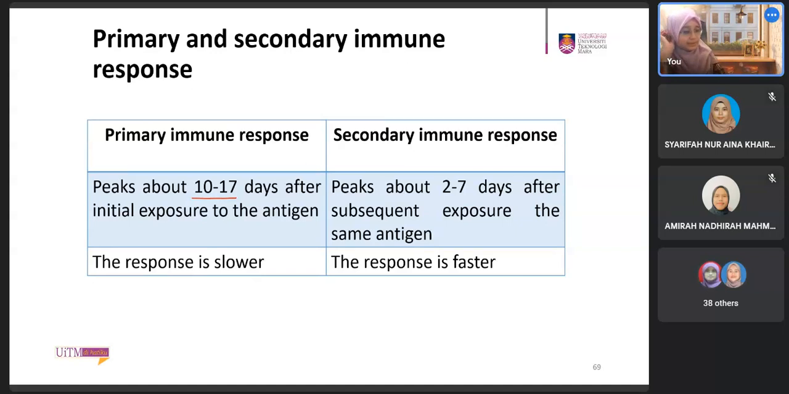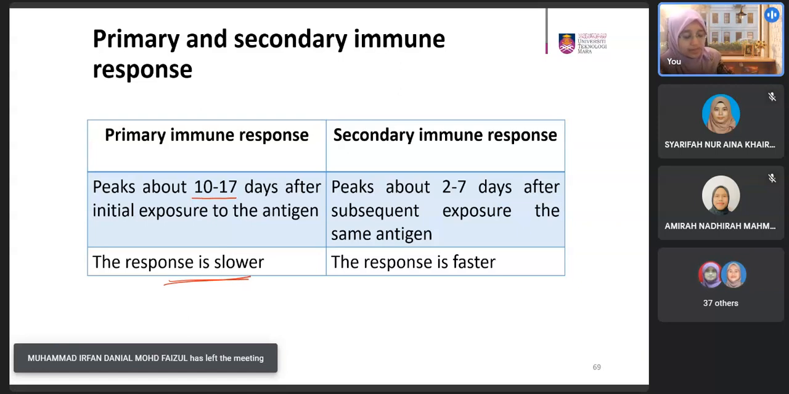So that's why hari tu yang COVID tu dia ada quarantine period tu, kan. So your body requires time to build up the immune response. So the response is slower.